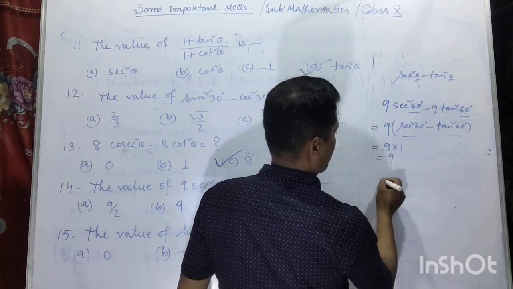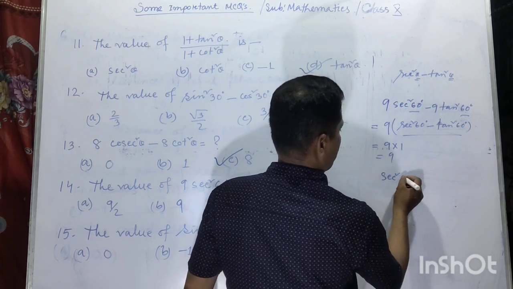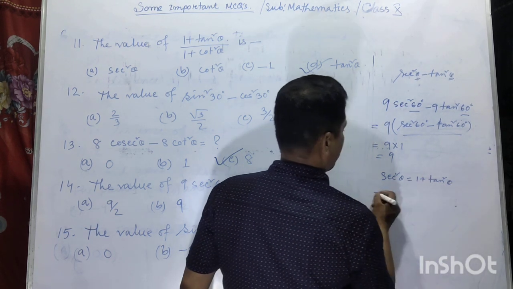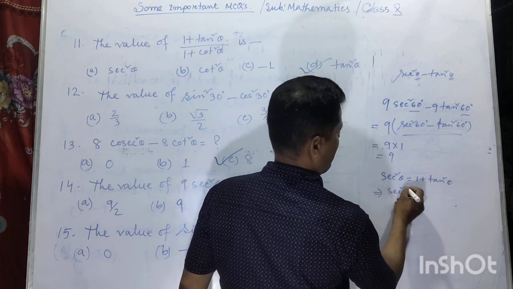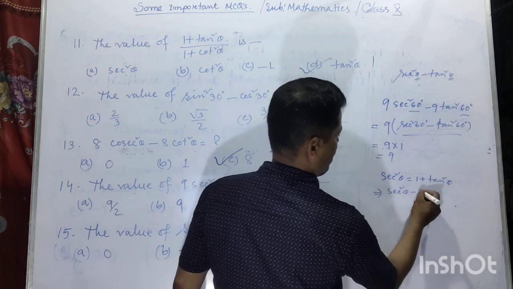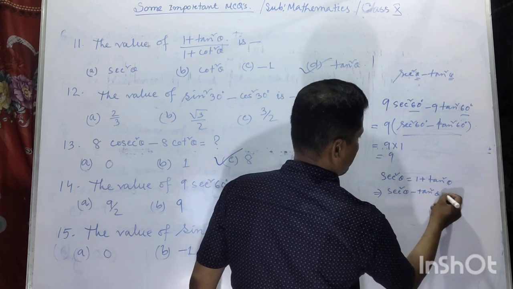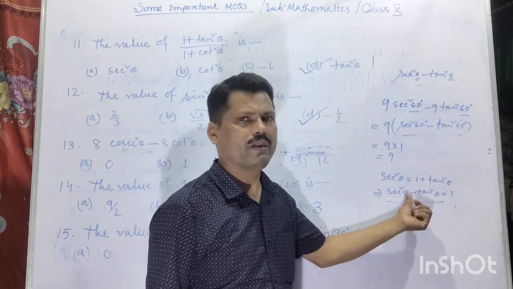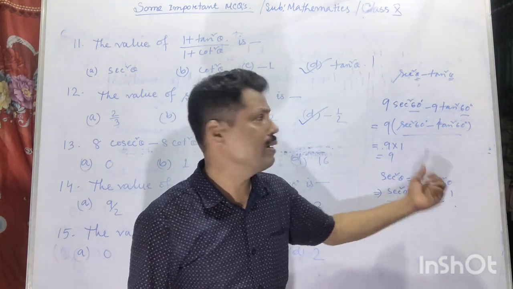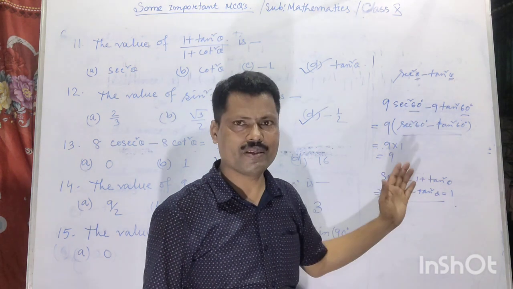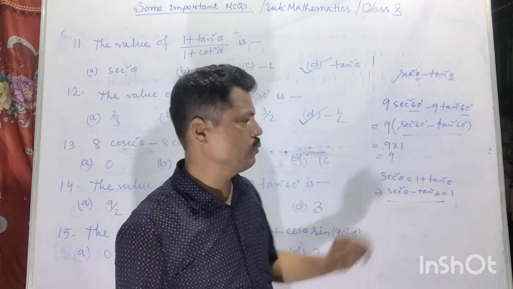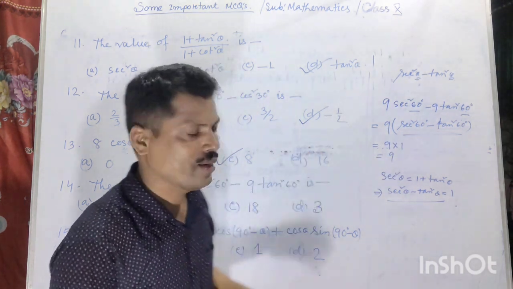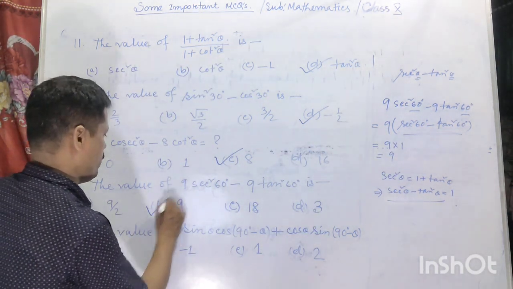From this basic formula we know sec square theta is equal to 1 plus tan square theta. So if we write here sec square theta minus, this one will be transferred here, tan square theta is equal to 1. So from this we can write here, in place of theta they have given 60 degree as it is the same. Here 60 degree, that one also 60 degree, then theta is equal to 60 degree, no problem is there. So 9 into 1 is equal to 9. The answer will be here, option B.